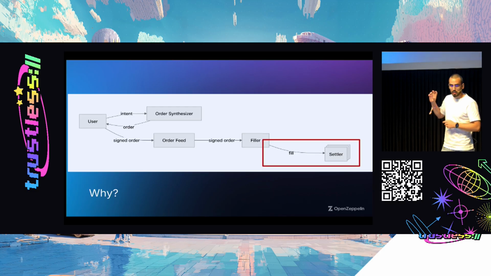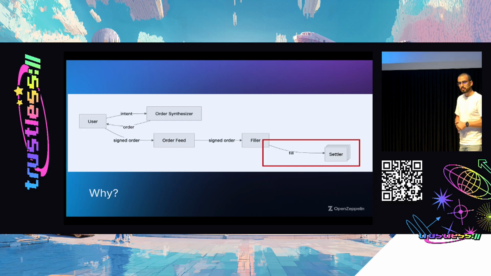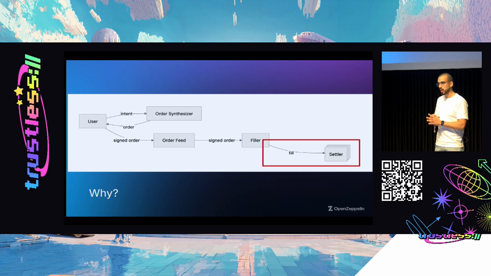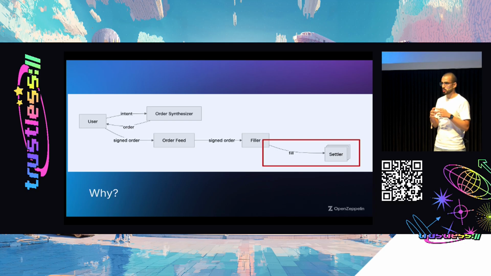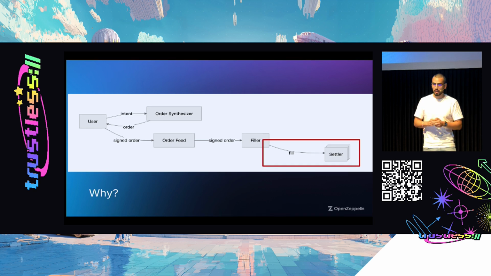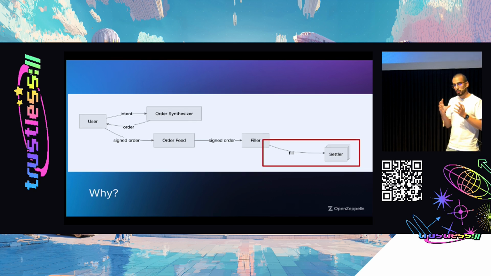So the problem and the context in which the ERC comes in is that this last arrow that we see, the fill, is protocol specific. Each intent protocol will have a different interface, maybe even a different structure of things that the filler has to do to get their payment or values that they have to provide. And so what this implies is that every filler will have to integrate with every intent protocol separately.